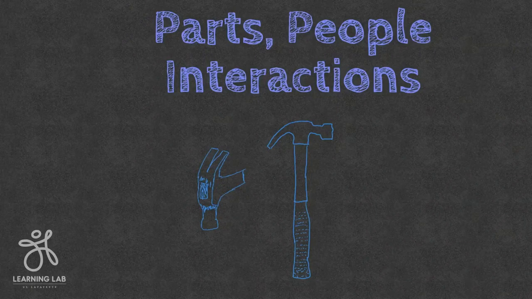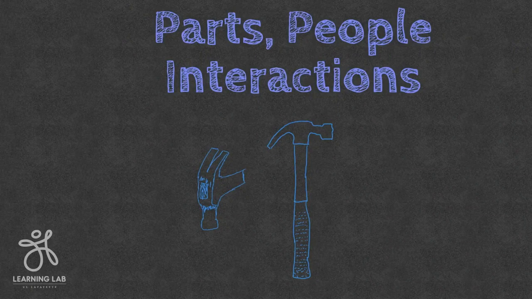Let's learn a new thinking routine. When designing an object, we can't just think about the object itself. We also have to think about who will use the object and who will manufacture the object. We call this thought process parts, people, interactions. Let me show you. Here is the hammer from earlier.